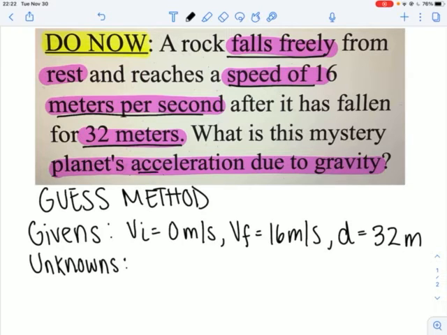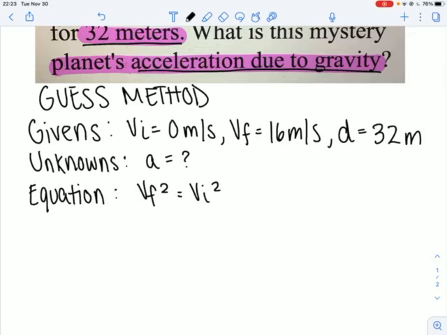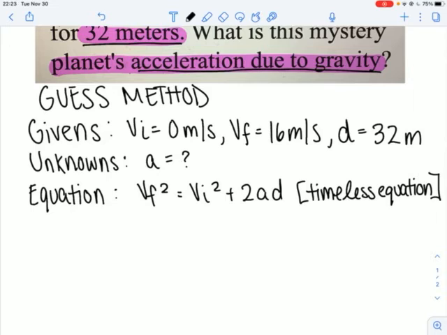Okay. My unknowns. What is this mystery planet's acceleration due to gravity? So I want to find out a. So notice the only variable that wasn't given to us, nor is even asked about, is time. So with that being said, you want to use the timeless equation, right? So again, this is the E in GUESS. So the appropriate equation would be Vf squared equals Vi squared plus 2ad. So again, this is the timeless equation. And that makes sense because we weren't given a time, nor are we even asked about it.